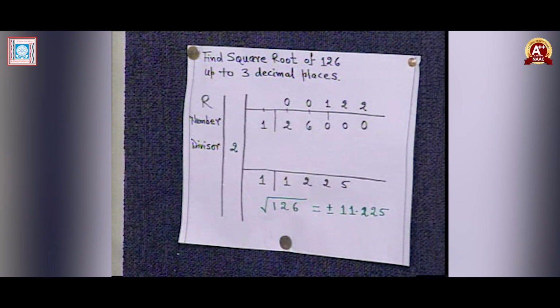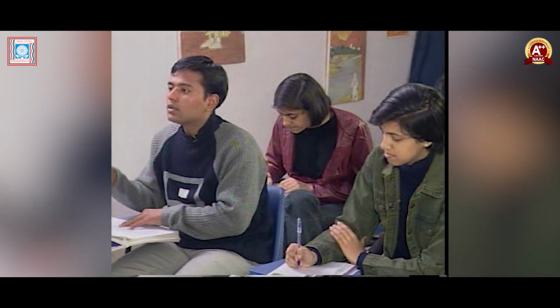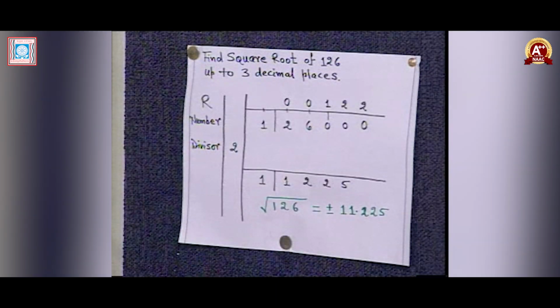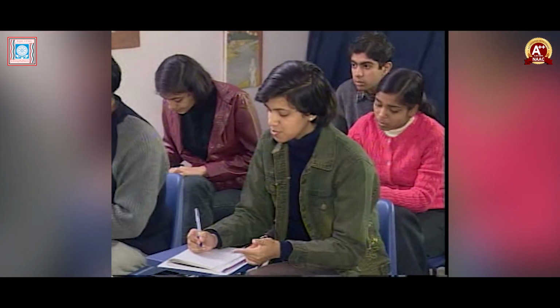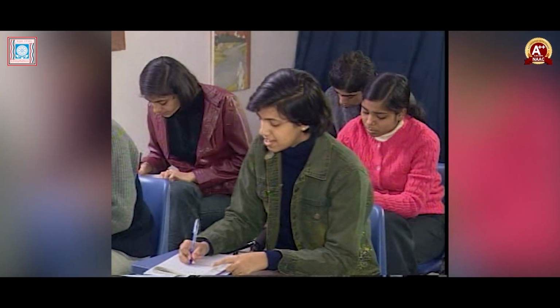Square root of 126. Write the number 126. Groups are 26 and 1. Then what will you do? We take the number which has a square nearest to 1. That will be 1. Divisor will be 2.